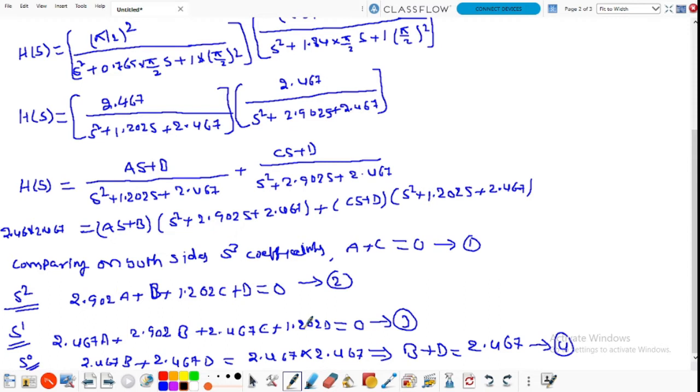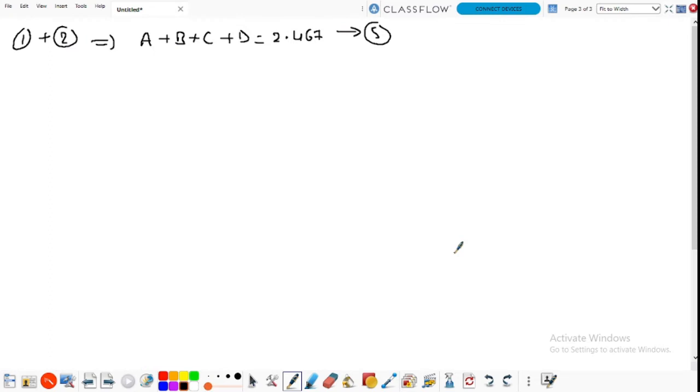Multiplying equation number 5 with 2.467 and subtracting that from equation number 3. So that is equation number 3 minus 2.467 into equation number 5, multiplying equation number 5 with this constant value, and the resultant expression is, okay, first note down equation number 3.